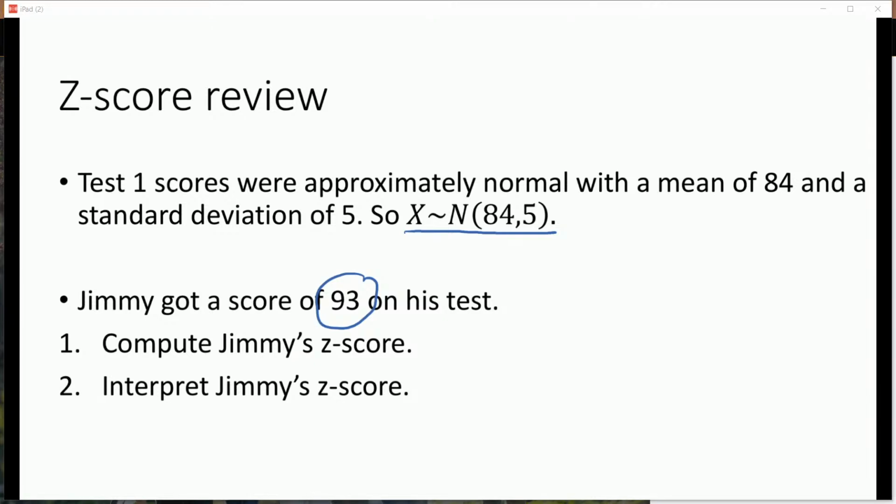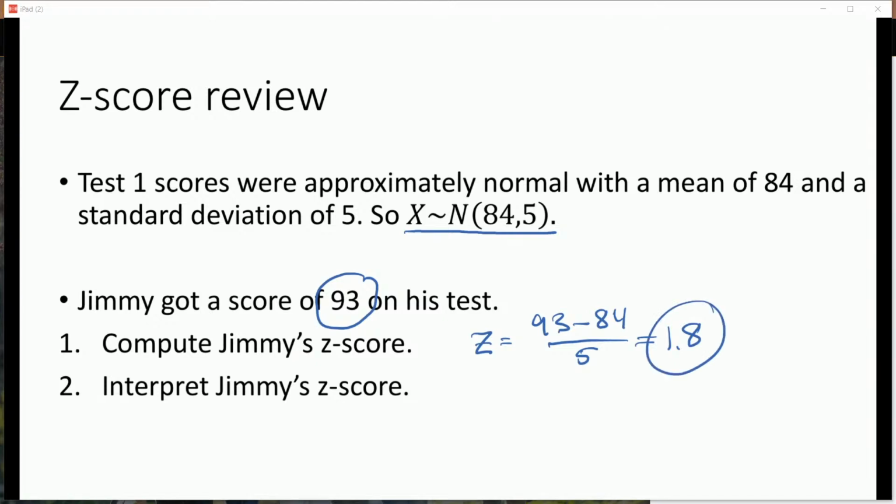All right, Cooper, I see you're taking notes in your head. So what do you think? What's his z-score? Very nice, 84 over 5. And of course, you can do that because you're a professional mathematician, and you got 1.8? Okay, very nice. Did I get that right, or did we get it right since both of us did it in our heads? Okay, very nice. So that's Jimmy's z-score. Jimmy's z-score is 1.8.